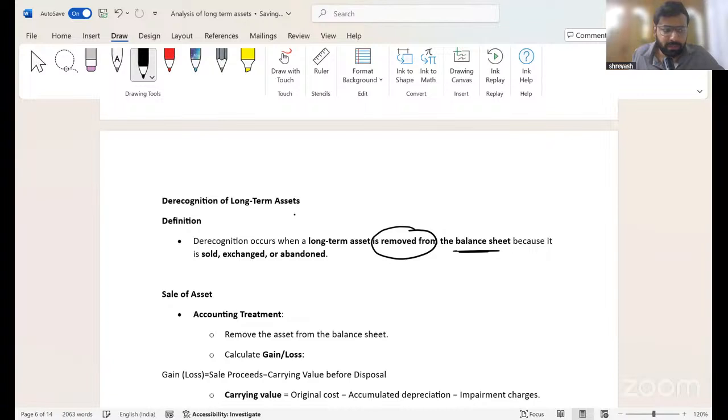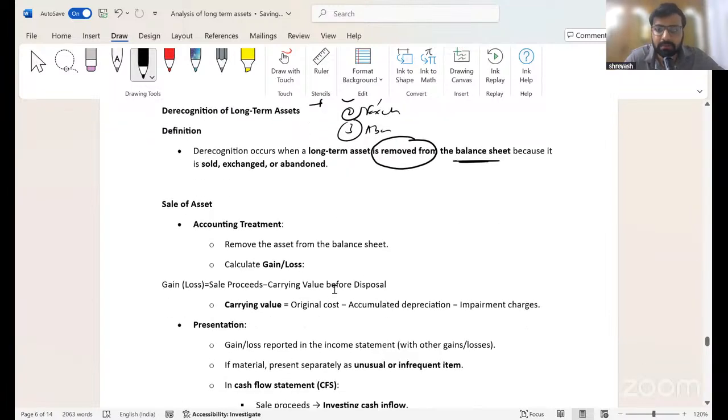Sir, when can an asset be completely removed from my accounts? First, it is sold. Second, it is exchanged with something else. Or third, it is abandoned, basically disposed of completely. So these are the different reasons why my asset can be derecognized.